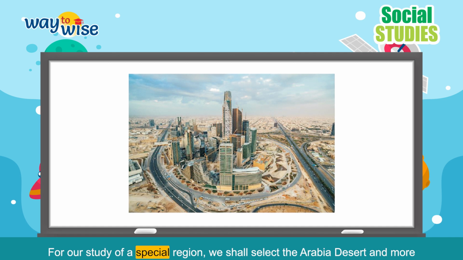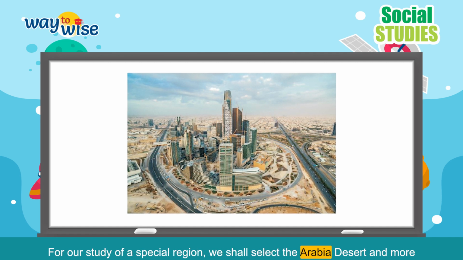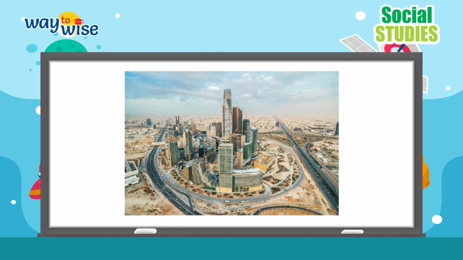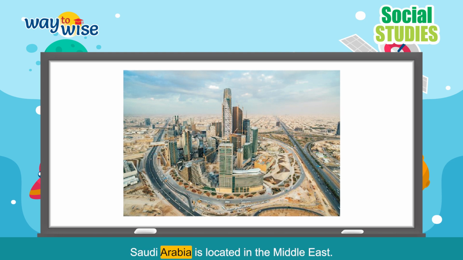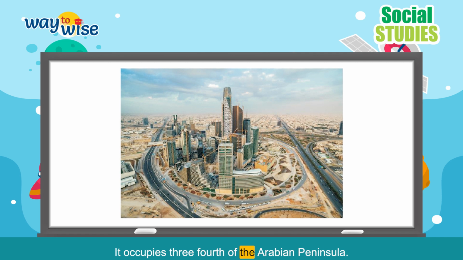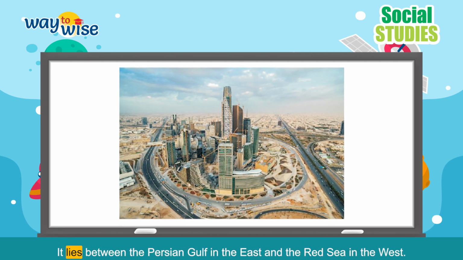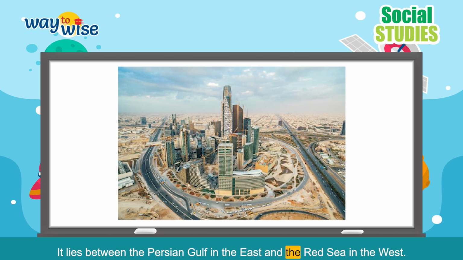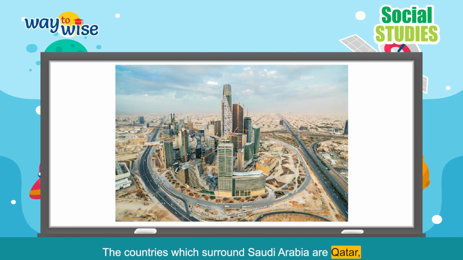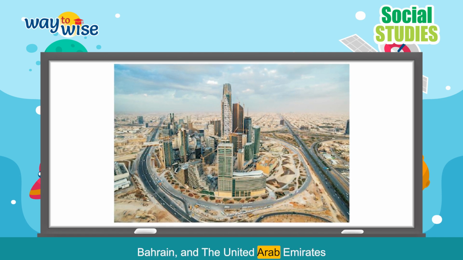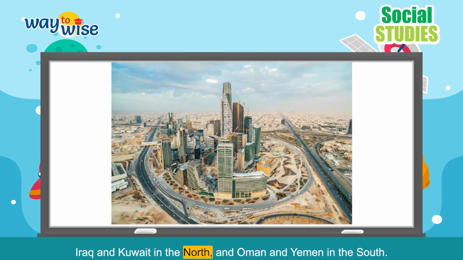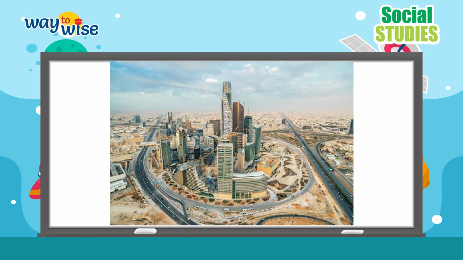For our study of a special region, we shall select the Arabian Desert and, more particularly, a country called Saudi Arabia. Location. Saudi Arabia is located in the Middle East. It occupies three-fourths of the Arabian Peninsula. It lies between the Persian Gulf in the east and the Red Sea in the west. The countries which surround Saudi Arabia are Qatar, Bahrain and the United Arab Emirates, UAE, in the east; Jordan, Iraq and Kuwait in the north; and Oman and Yemen in the south.